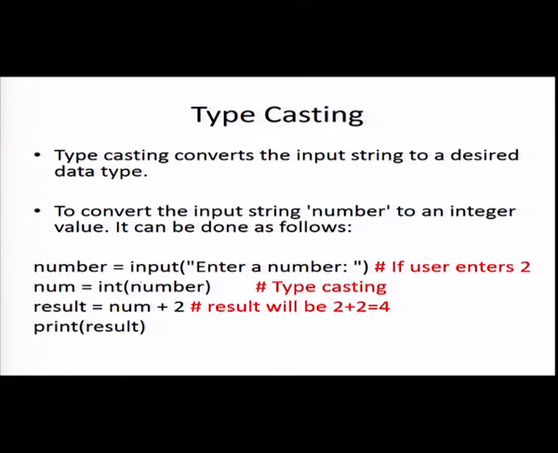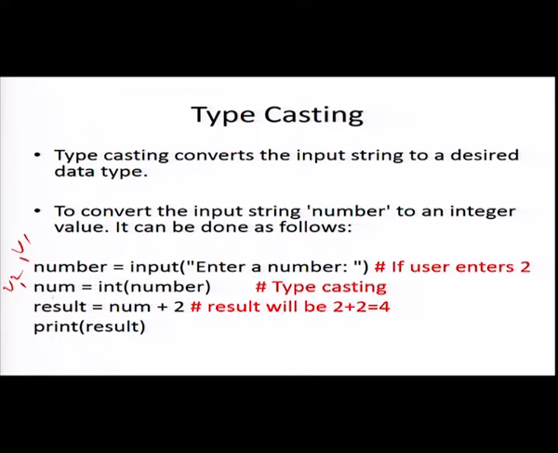When you give number equal to input, "enter a number", this is a string, you are entering some number, and by default it is going to take it as a string. If you want to convert it into an integer, this is how you do it. You create another variable, num equal to int of number. Because this number holds the string value, when you want to convert it, you write int within brackets with the variable name, that is number. So, int of number will give you the integer value.